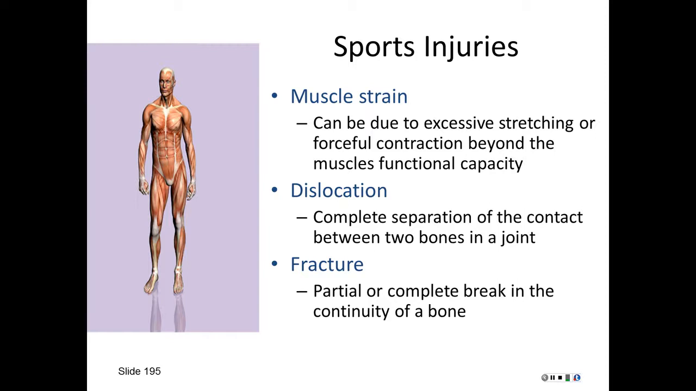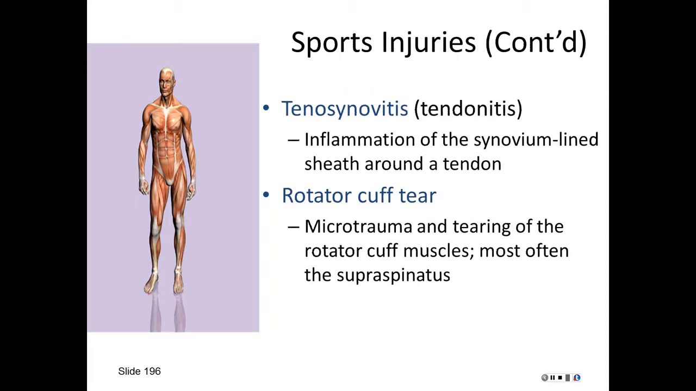Fracture is partial or complete break in the continuity of a bone. You can get tenosynovitis or tendonitis as inflammation of the tendon or the sheath around the tendon. A rotator cuff tear or micro tears. The rotator cuff injury is often in the supraspinatus, and that's why I kept stressing just to do the Hawkins test, which is one of the most common ones, and then the empty can test.